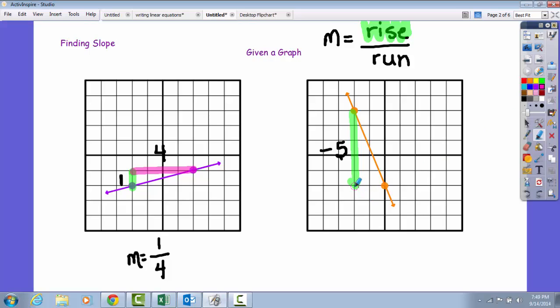To calculate the run of this graph, I need to go over, and I'm moving over to the right, and that's still positive on a number line, and I have moved over 2 spaces. So the slope of this second graph is -5 over 2. My rise was -5, my run was +2.